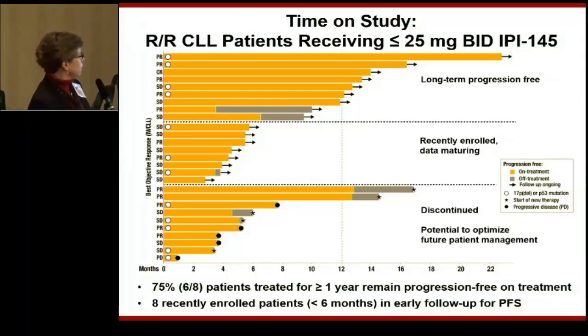And this slide shows the time on study for the relapsed refractory patients. There are a number of long-term progression-free patients, a number recently enrolled with short follow-up, and then some discontinued at the bottom, where, again, the issue of adding infection prophylaxis, for example, might have helped keep some of those patients on study. 6 of the 8 patients treated for a year or more remained progression-free on treatment.